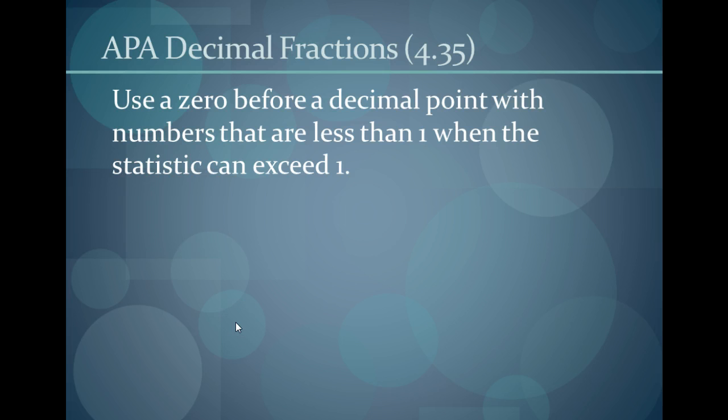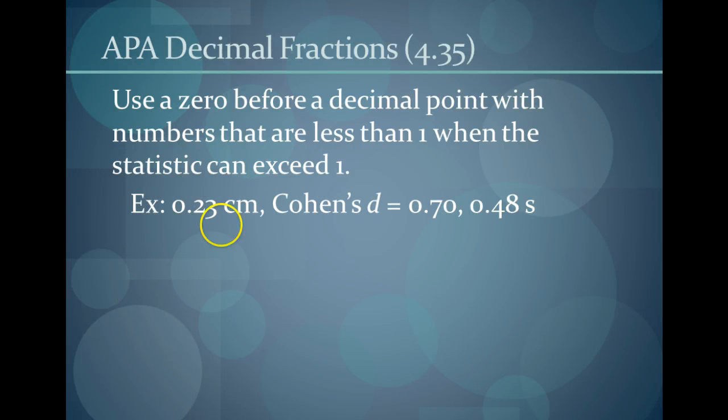What APA says regarding the use of zeros in values that include decimals is if the numbers can be greater than 1 but are not as you include them in the text, then you need to include a 0 before the decimal point. So for example, if you're representing a measure, and that measure could potentially be greater than 1, which pretty much any measure could be, then you would put a 0 in front of the decimal point when in fact the measurement isn't greater than 1.